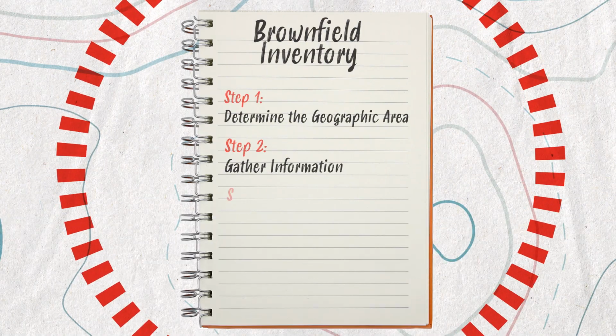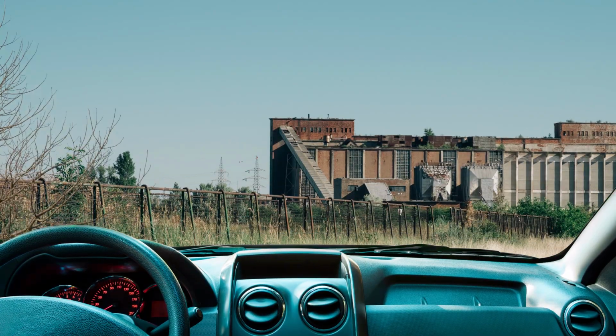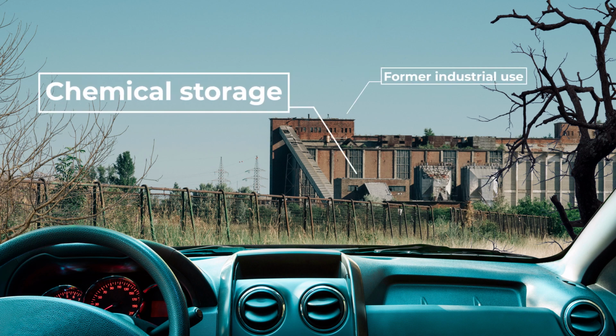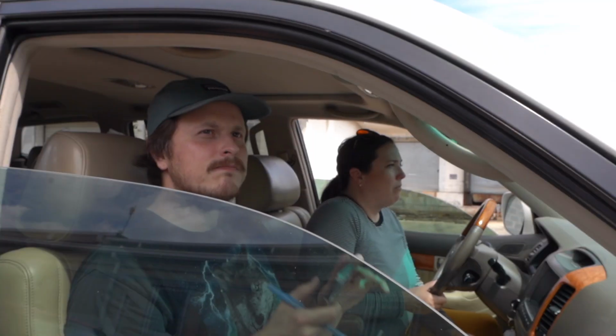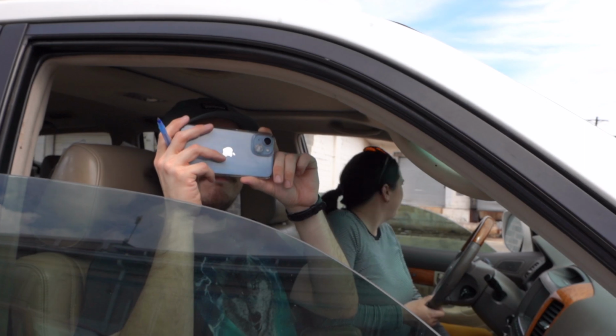Step 3. Conducting a windshield survey. Conduct a windshield survey to gather visual data on potential brownfield sites, noting signs of former industrial use or chemical storage. You will also want to visit the sites you found in the previous steps to photograph them and see if you can confirm their operating status.